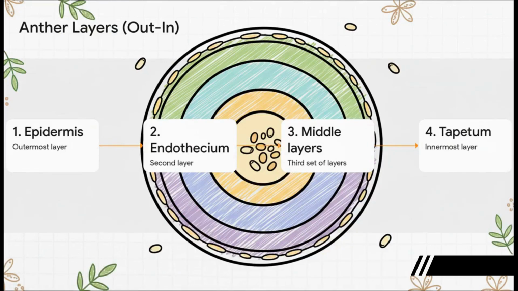Okay, now let's imagine we're zooming right into a cross-section of that anther. You'd see it's protected by 4 distinct wall layers, and you have to know them in order, from the outside moving in. We've got the epidermis, then the endothecium, then the middle layers, and finally the most internal layer, the tapetum. Getting this order right is absolutely critical for your exam.